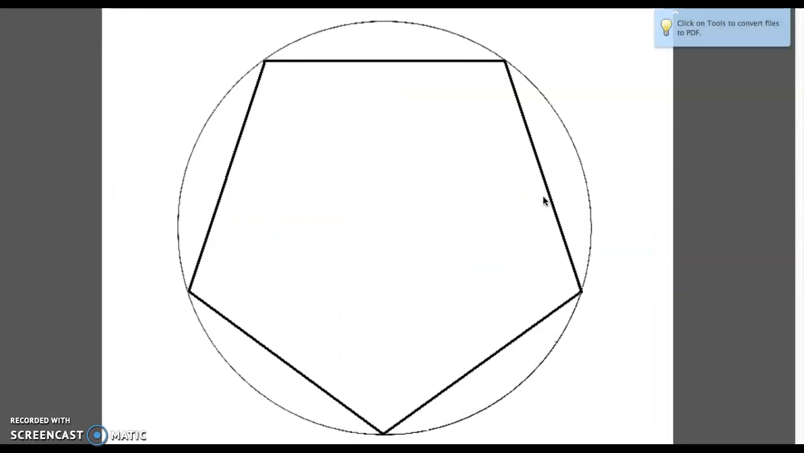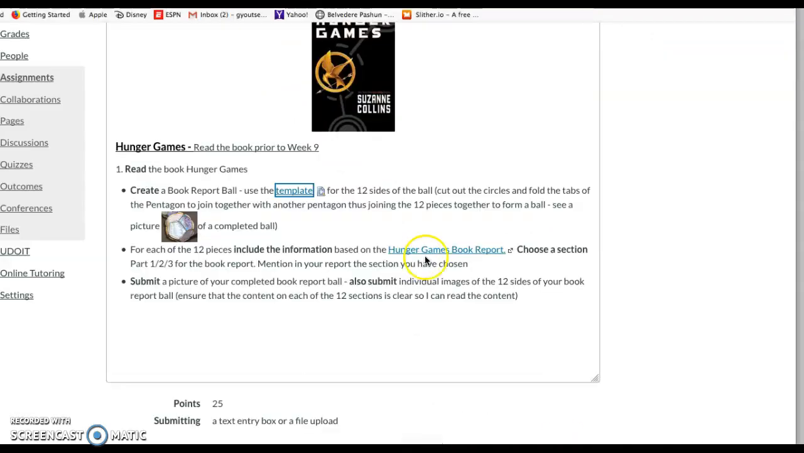And the template looks like this. You must print out 12 of these sheets, because you are going to be creating a round sphere-like ball, and you must have 12 of these sides. So wherever you can get a printer, please plan on printing out 12 of these template slides. And once you have done so, you will be creating a Bloom's ball. So this is what you have to do.